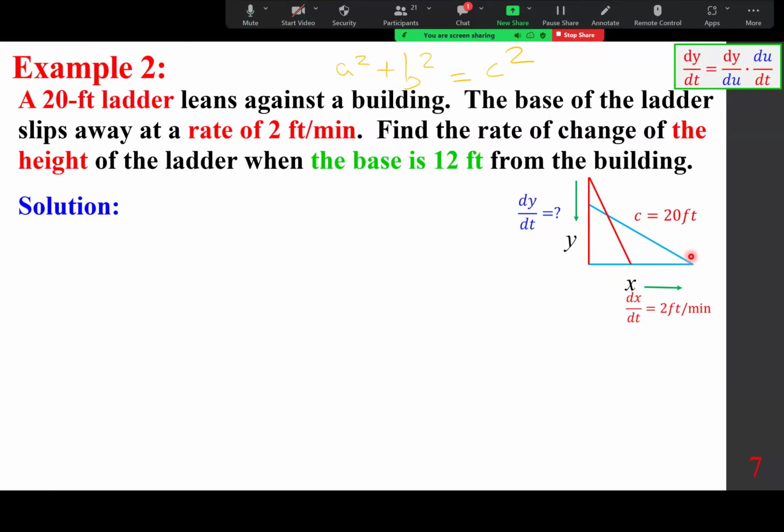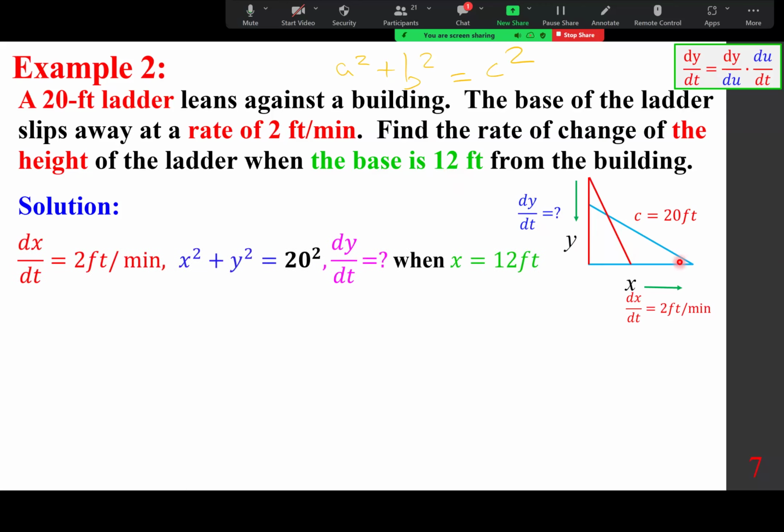So now x squared plus y squared equals 20 squared. So what are we looking for? dy dt, at the point when the base is 12 feet, when x is 12 feet. dx dt is given, 2 feet per minute. The setting tells you the Pythagorean theorem, x squared plus y squared equals 20 squared, and that you're looking for dy dt when x is 12. This is the translation of the situation, and you need the drawing to figure out this formula.